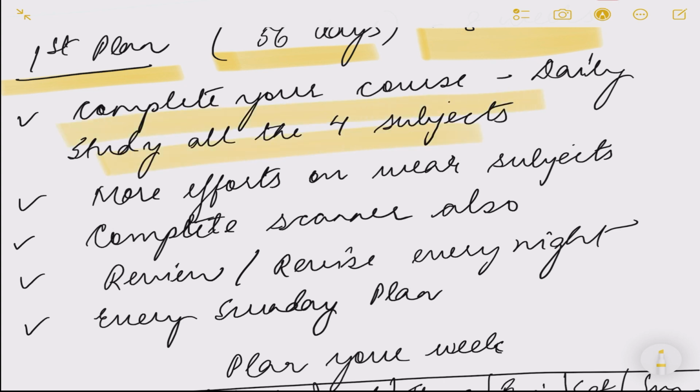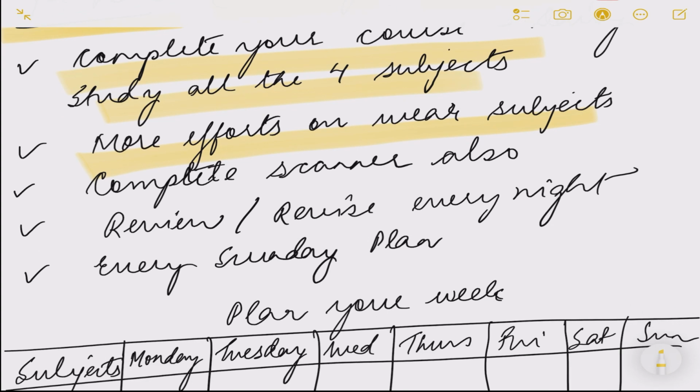Study all the 4 subjects regularly. Make more effort on weak subjects where you feel you are lagging behind, because all the 4 subjects are important. You need to score 40% in each and every subject. Buy a scanner and solve the past 10 years' papers. In the scanner you get a detailed compilation of each and every subject and each and every chapter, so it really helps you practice nicely.